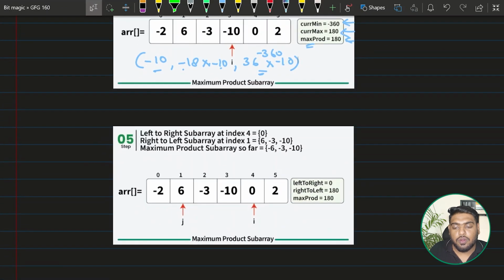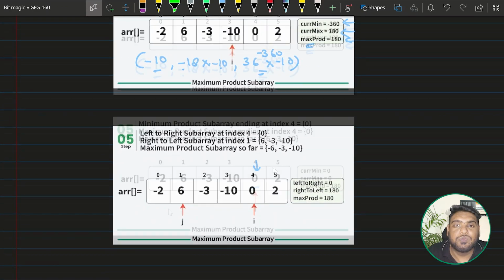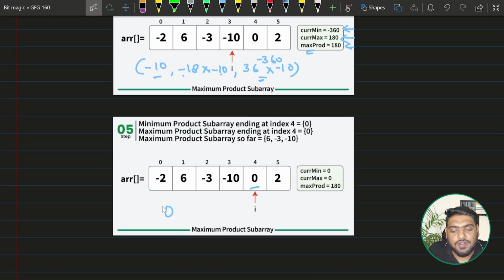Now coming on to the case where we have 0. Once we choose 0, all of these three values are going to be 0, because 0, the ith value, comma, current maximum or current minimum multiplied with 0, would result in all of the values being 0. Minimum out of these is going to be 0. Maximum out of these will also be 0. That is what we are going to update as the current minimum and current maximum.